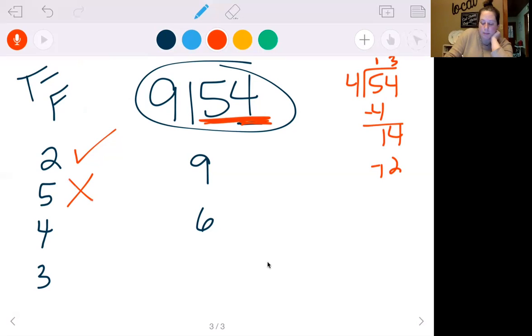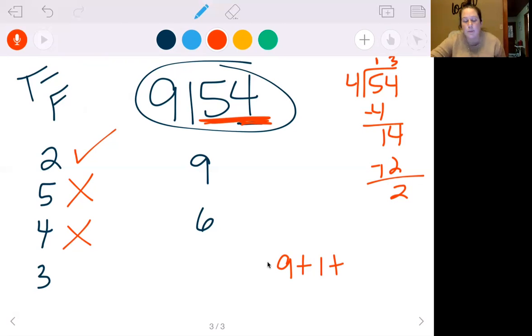If I add the numbers up, this one is the rule for 3. If you want to see if I can divide the number by 3, you add these up. 9 plus 1 is 10, plus 5 is 15, plus 4 is 19. I can't do 19 divided by 3, so that's an X. I can't do 19 divided by 9, so that's an X. And I can't divide by 2 and 3, so I can't divide by 6.